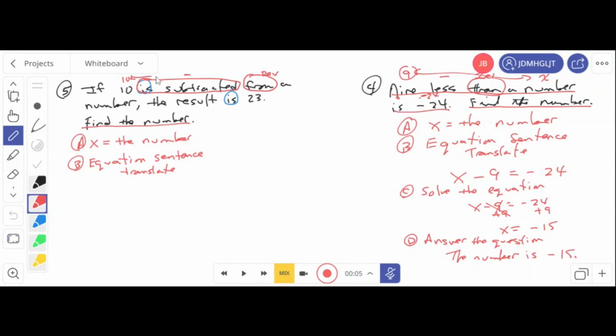So this 10 is going to have to trade places. So if 10 is subtracted from a number, there's x, the result is. Both of those words together mean that we have an equal sign in our 23. So the 10 is subtracted from means we're taking 10 away from the number x. The result is means equals 23. 10 subtracted from x is 23.